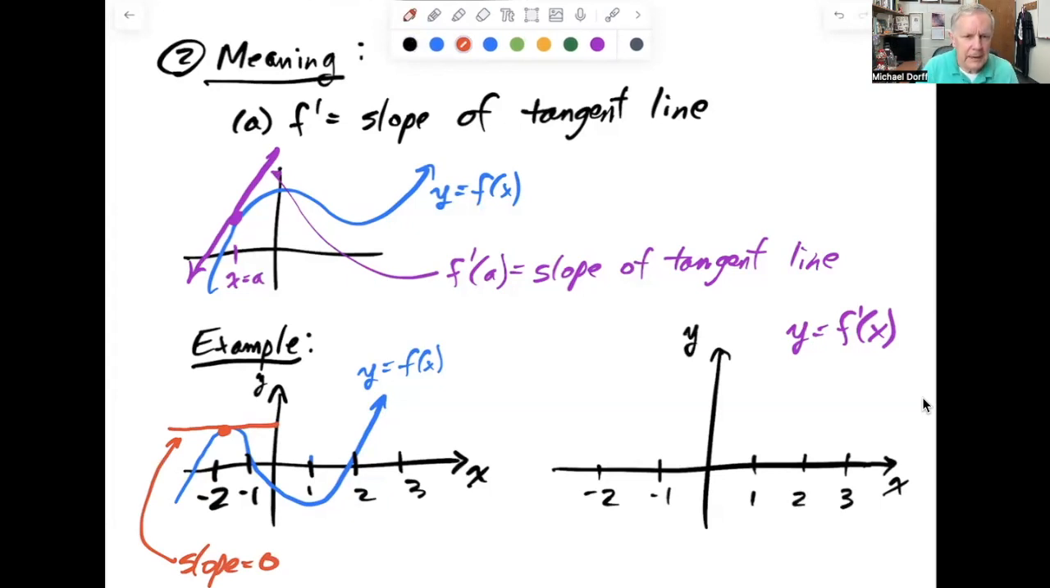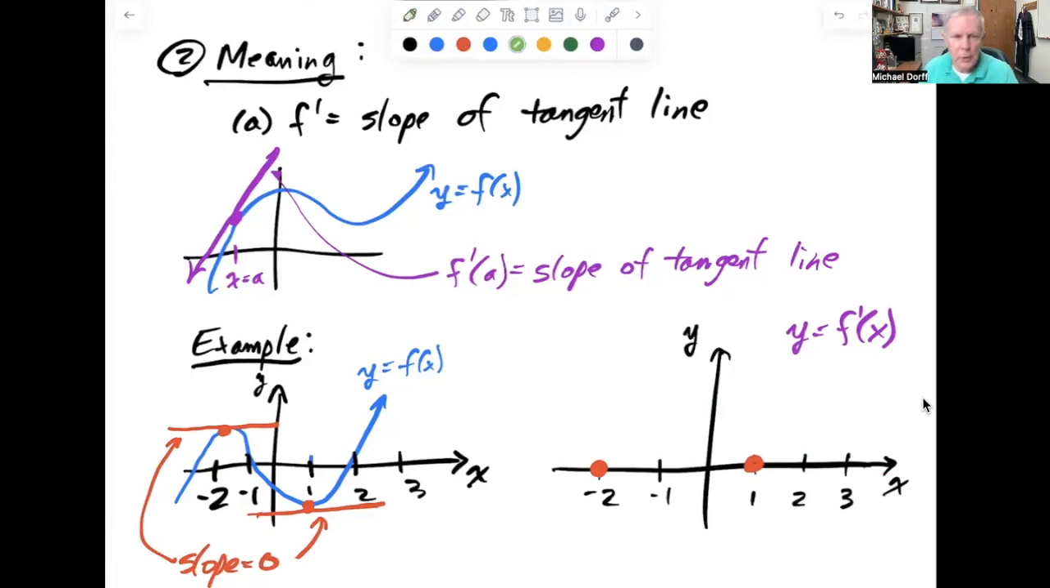on my blue line, when I drew the tangent line at x equals -2, I got a flat line, which means the slope was 0. That means for the graph of my derivative, I should have the point x equals -2 and y equals 0, because the slope is 0. Likewise, if I go on my blue line and draw the tangent line at x equals 1, the slope of that is also 0. Okay, so on my graph of my derivative, I should have a 0 there.